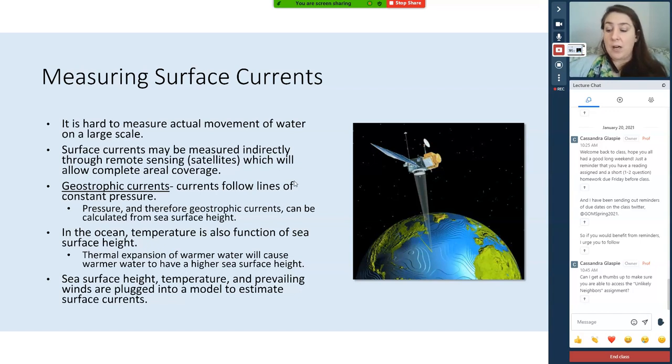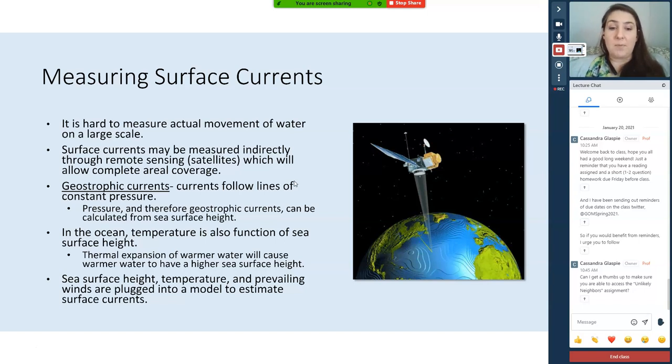The last few slides I have will be about measuring currents. So first we'll talk about measuring surface currents, because this is relatively easy to do. We kind of have this down. It's hard to measure actual movement of water on a large scale, because what are you going to do? You're going to put a bunch of floats out there and track their progress? That seems like a huge effort.